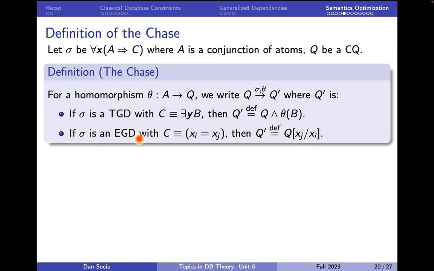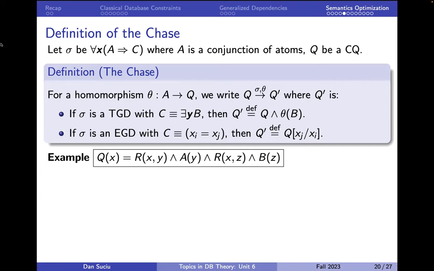Okay. If it is an EGD, then simply replace, this should be theta. I need to apply theta here. So then simply substitute one of the variables with the other. That's what it says. Let's see some examples.